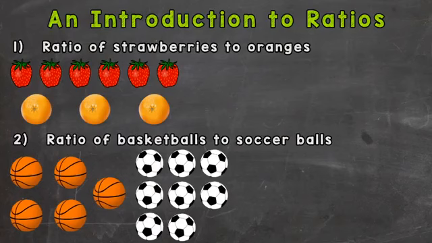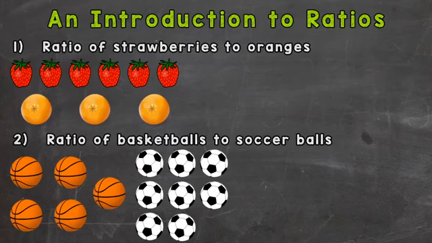So here we are at the introduction to ratios. We're going to go through the basics of ratios, how we write out ratios, and just talk about what a ratio is. And as you can see, there are two problems on your screen. We have the top ratio problem with strawberries and oranges, and then the bottom with basketballs and soccer balls.